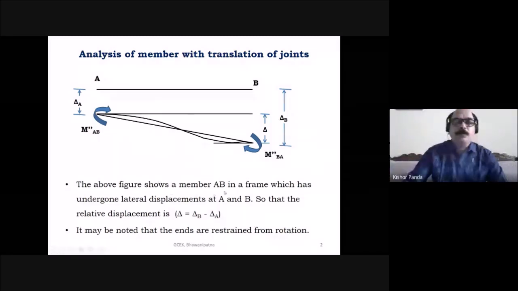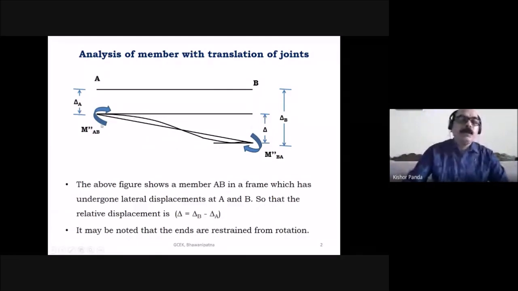The above figure shows a member AB in a frame which has undergone lateral displacement at A and B, so that the relative displacement delta is equal to delta B minus delta A. It may be noted that the ends are restrained from rotation, which means both ends are fixed. This is the lateral displacement, and this is the relative displacement between A and B. Due to this relative displacement, the moments induced are M double dash AB and M double dash BA.